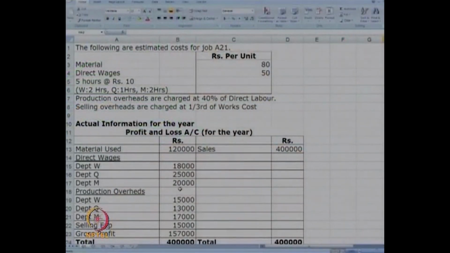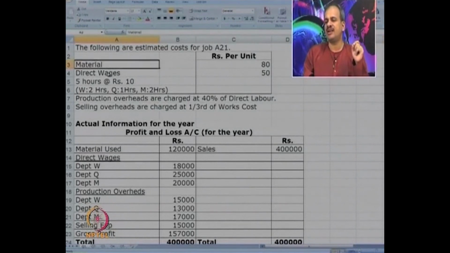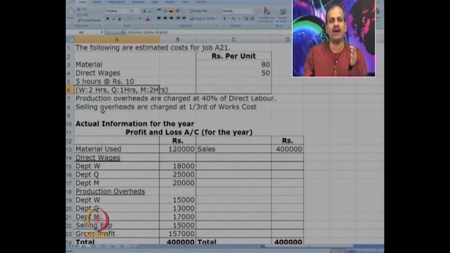Even before process costing, I have put up one case on job costing so that it is more clear to you how to prepare a cost sheet. So here is the data for job A21. You know that each job is identified by a specific name, because in job costing you have to prepare a separate cost sheet for each job. The following estimates are available: material, direct labor, and hours as well as time are estimated. It is given that there are 3 departments, W, Q and M. It is likely to take 2 hours in W, 1 hour in Q and 2 hours in M.